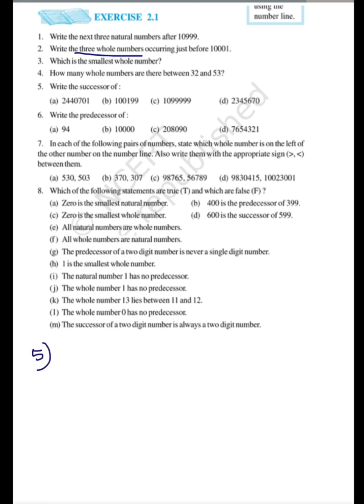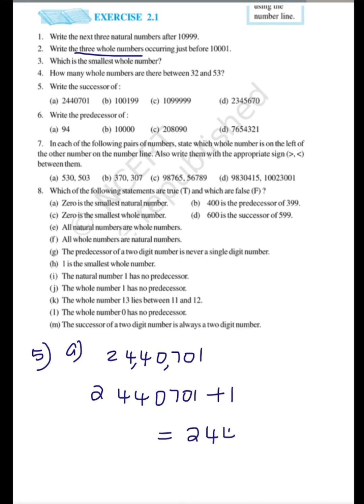Find the successor of the given numbers. The first one is 2,44,07,01. This is the question. So how will you find the successor? To find the successor, you need to just add 1. Plus 1 will give you the successor. The last digit was 1, but when you write the successor, it will become 2. So 24,40,702 will be the answer.